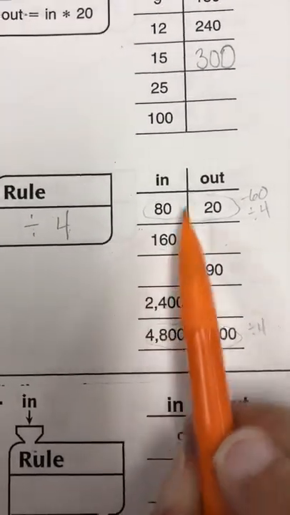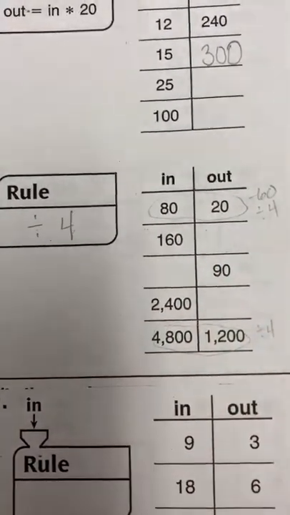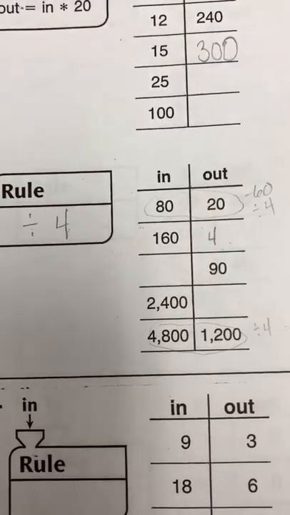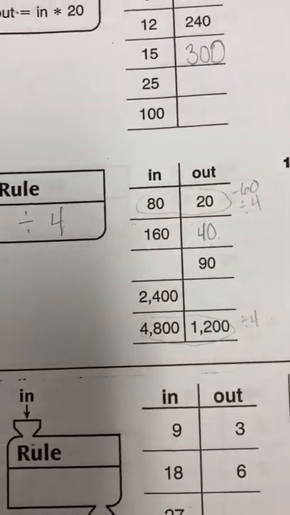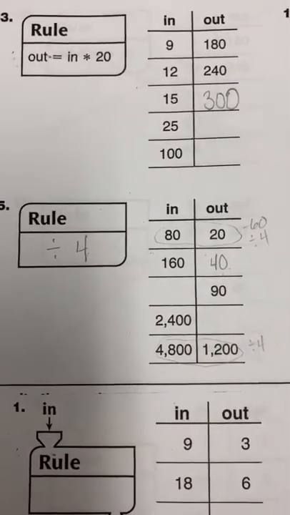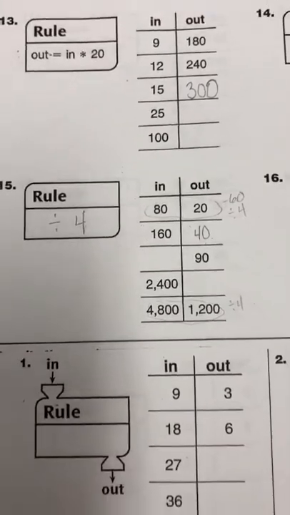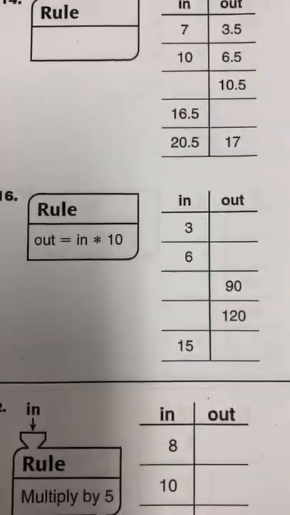So 160, here's my divided by 4 line. 160 divided by 4, well, 16 divided by 4 is 4. And then I add that 0, right? So that would be how you try and figure that out. Okay, now sometimes when you have these, for instance, let's look over here.